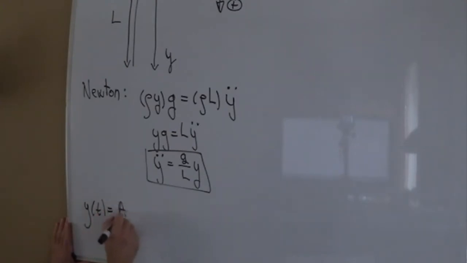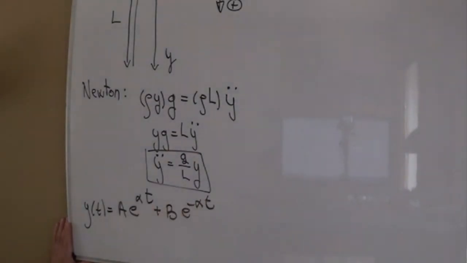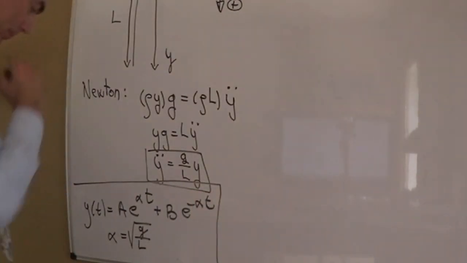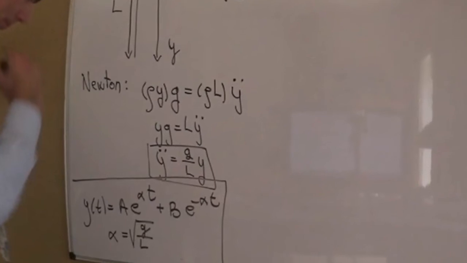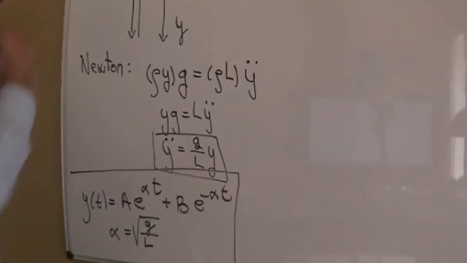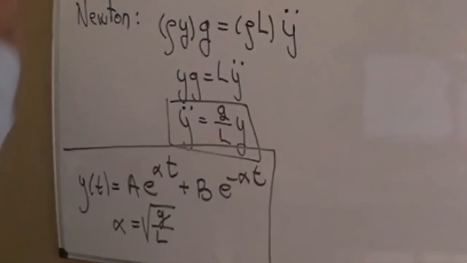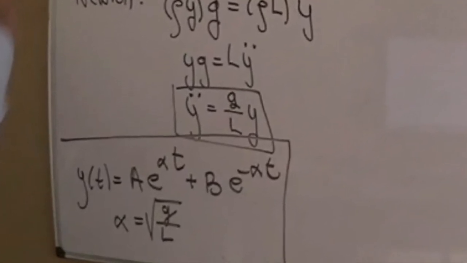The only function whose second derivative is proportional to itself, with the constant of proportionality being positive, is the exponential. So the general solution for y is y of t is A times e to the power of alpha t plus B times e to the power of minus alpha t, where alpha is the square root of g over L, and A and B are integration constants. Double check that this is correct.